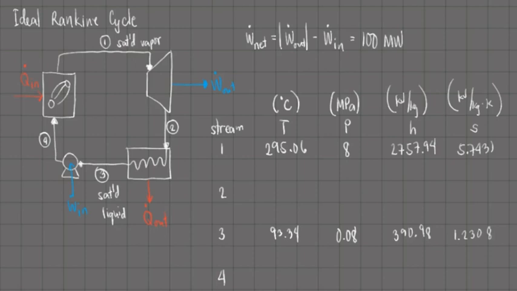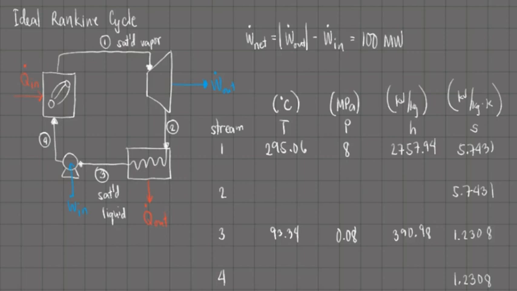Now it's time to fill in the blanks because we need to know the properties of stream 2 and stream 4. Stream 2 is the outlet of the turbine, and stream 4 is the outlet of the pump. Going back to the basics of the ideal Rankine cycle, we know that the turbine and the pump are operating isentropically. Therefore, stream 1 and stream 2 will have the same specific entropy, while stream 3 and stream 4 also have the same specific entropy. We therefore say stream 2 has a specific entropy of 5.7431 kilojoules per kilogram per Kelvin, and stream 4 has an entropy of 1.2308 kilojoules per kilogram per Kelvin.